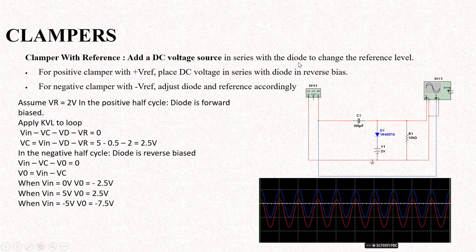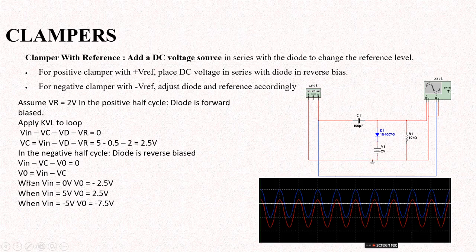Add a DC voltage source in series with the diode to change the reference level. During the positive clamper, plus V reference, we are placing DC voltage in series with the diode in reverse bias. So, up to 2 volt, this diode acts as reverse bias because it is negative and positive is there. Once it exceeds the 2 volt, then this diode acts as forward bias. And for negative clamper, minus V reference, just polarity is changed, adjust the diode and reference accordingly. Okay, and these are the operations we are using.